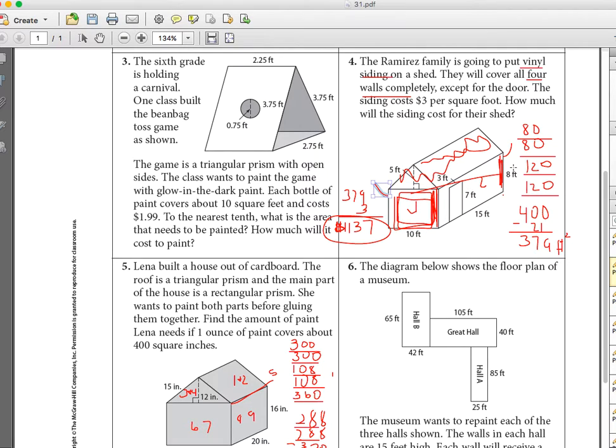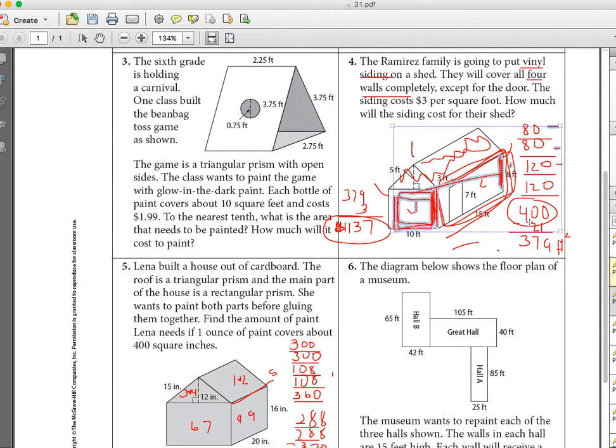We have a front of the shed and a back of the shed, so that's why I wrote it twice. We also have this side of the shed here that's 15 by 8. 15 times 8 is 120. And on the other side of the shed that we can't see, that's also 120. When I add all of that together, I get 400.